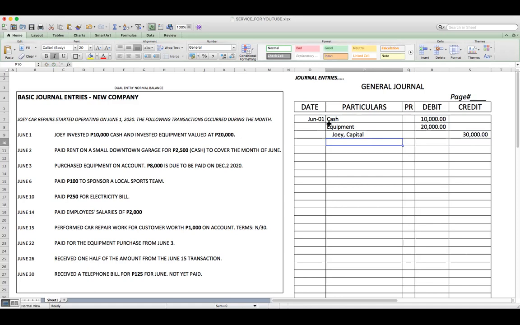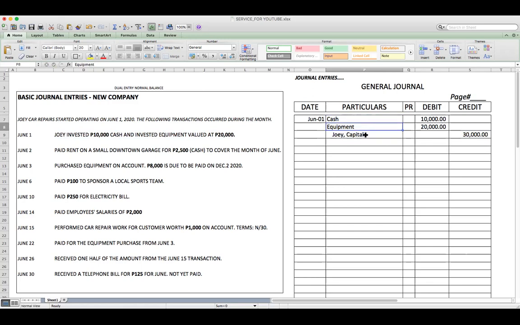So ano ang epekto nito sa ating equation or accounting equation? Since ang cash at equipment ay parehas asset, so it is debited on the normal balance. So nag-increase ang ating cash and equipment. Ang capital naman kinredit natin and ang normal balance ng capital ay credit. Therefore, it is also an increase in the equity or in the capital account ng may-ari. So pag nabasa ninyo ang invested or investment, automatic nun, ang credit mo agad capital. At ang capital, hindi yan nadidebit sa journal entries.